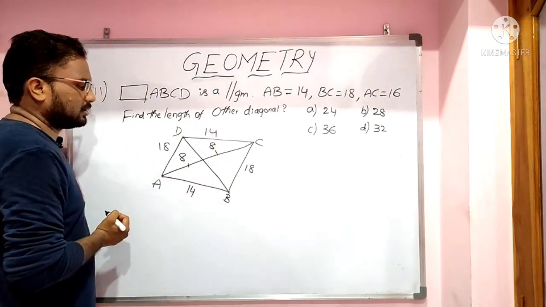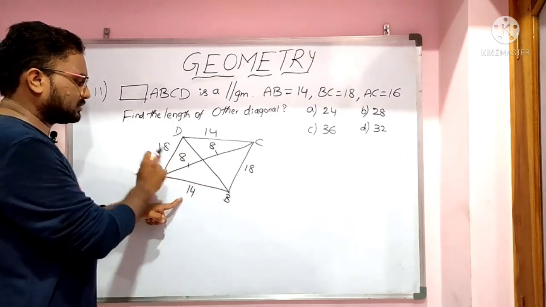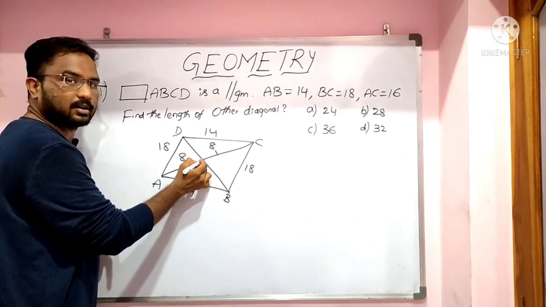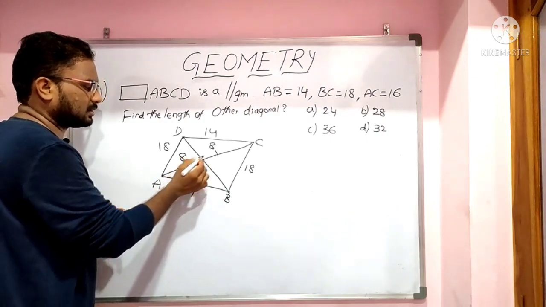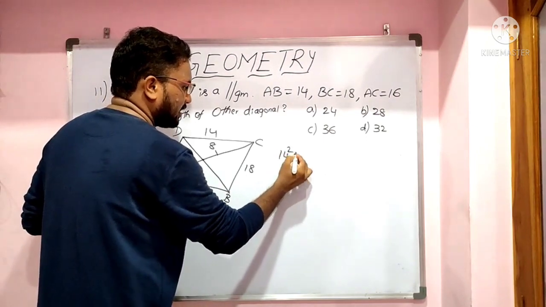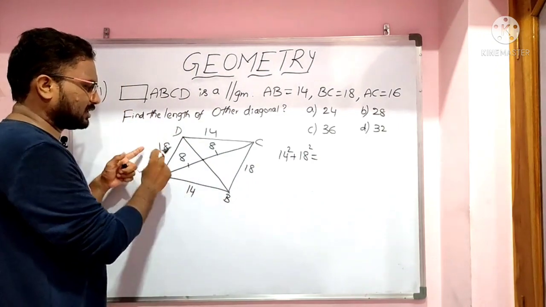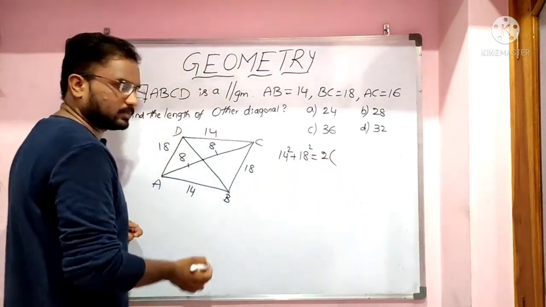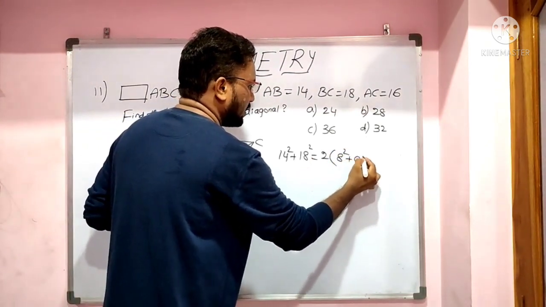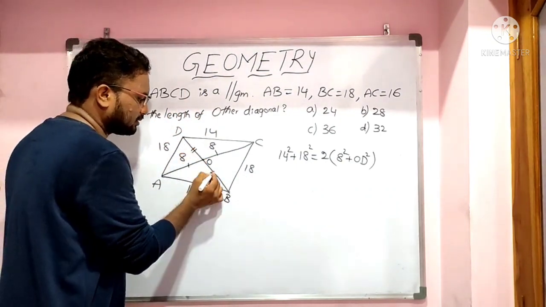In triangle ABD, we have these two sides, and this is the median, because this is the midpoint. So according to Apollonius's theorem, 14 square plus 18 square equals 2 into, let us say this is O, 8 square plus OD square, or OB square, because these two are equal.